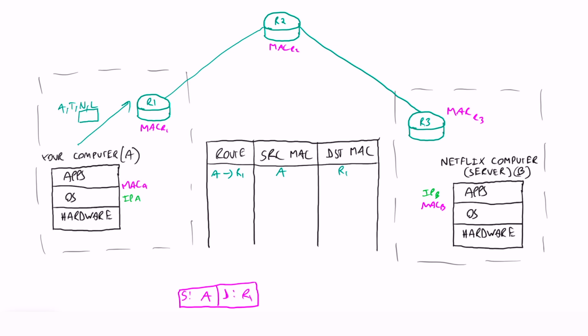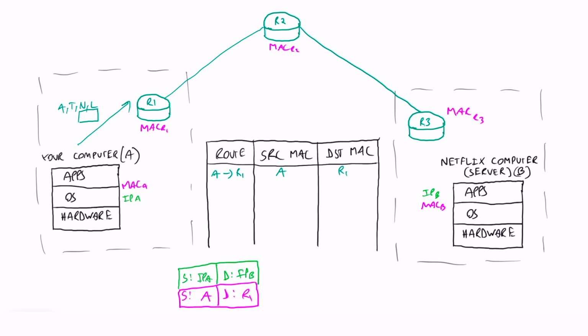But how is it going to know to do R2? Well, that's where it's going to not just look at the link layer data, but the network layer data. So it's going to say, okay, let's open up the network part of the packet now and see the source IP. So this is the IP of A, and the destination IP, which is the IP, remember, of Netflix. So IP of B, not the next router.